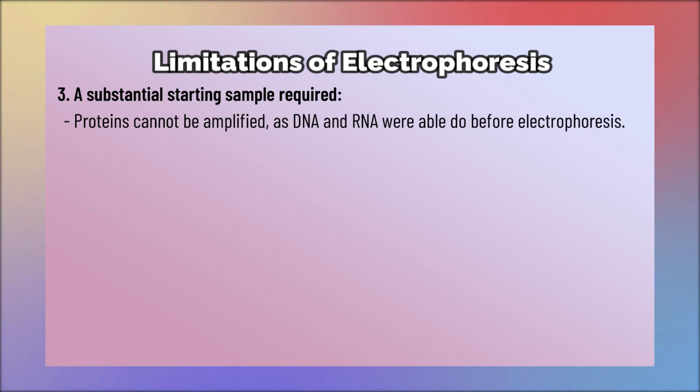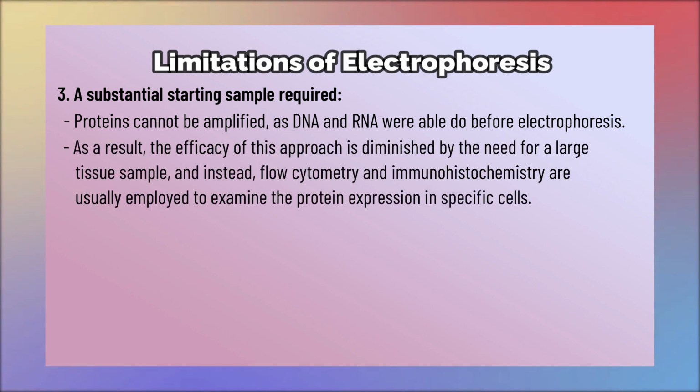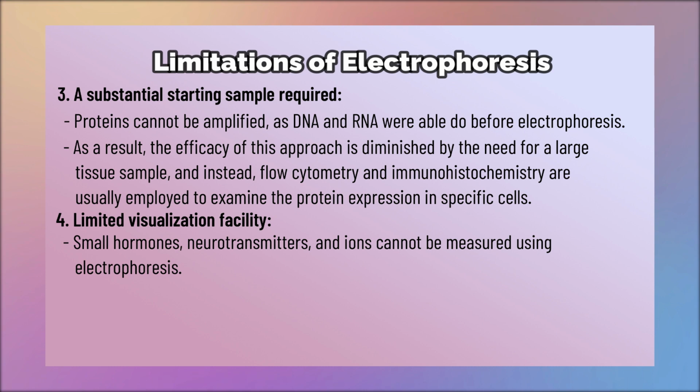Proteins cannot be amplified as DNA and RNA can before electrophoresis. As a result, the efficacy of this approach is diminished by the need for a larger tissue sample, and instead, flow cytometry and immunohistochemistry are usually employed to examine the protein expression in specific cells. Number 4. Limited visualization facility. Small hormones, neurotransmitters, and ions cannot be measured using electrophoresis.